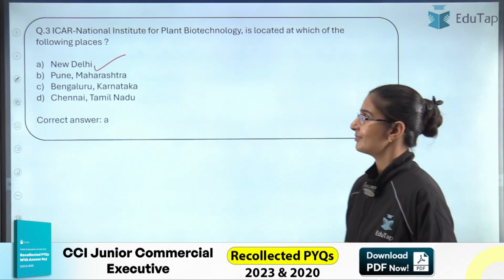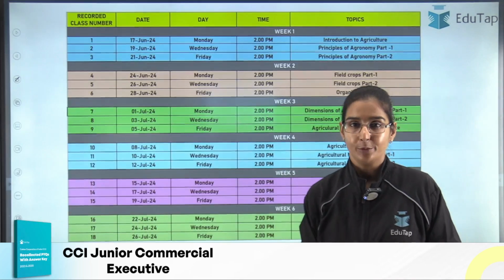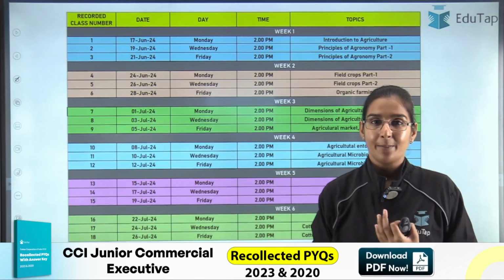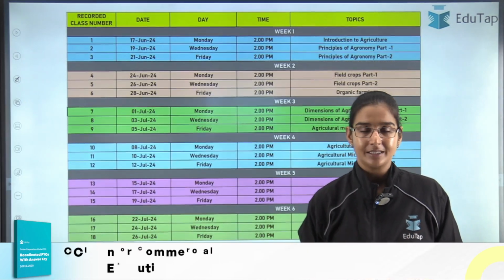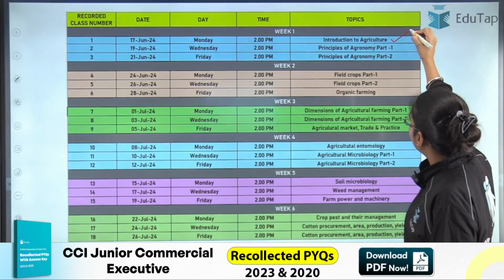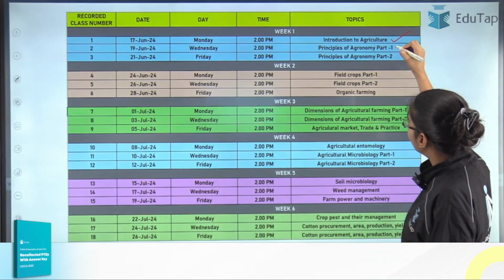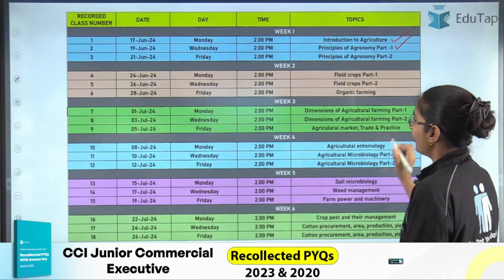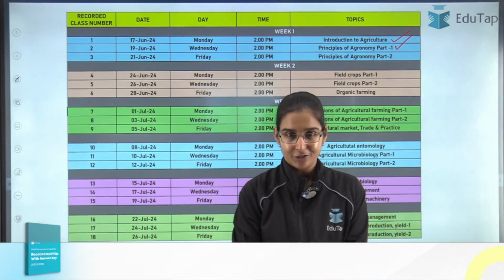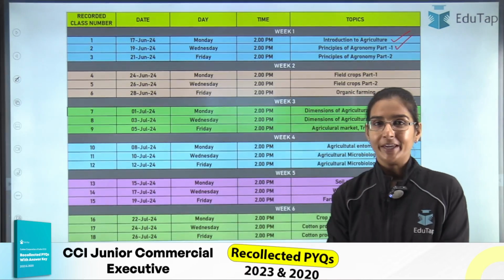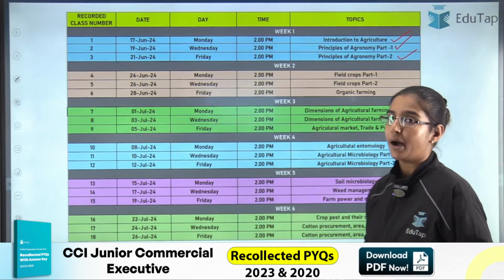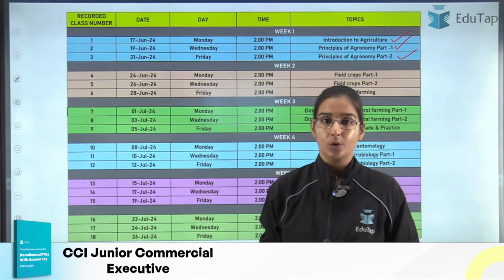All right. So with this we come to an end of today's class, and this schedule was given to you when Ekta ma'am launched this series. Here, we have done the introduction to agriculture part, and in today's class we have covered the principles of agronomy part. Now I will meet you on 21st of June, Friday at 2 p.m., and again we are going to discuss principles of agronomy in part 2.